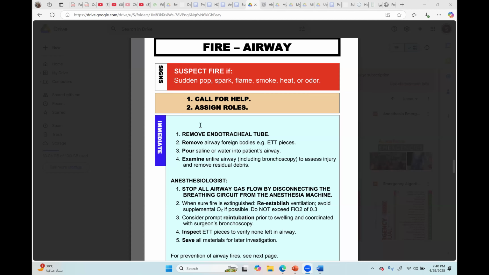And then irrigation with normal saline. Then switch the patient to manual ventilation. You might need to re-intubate. We will do the bronchoscopy to assess the injury.